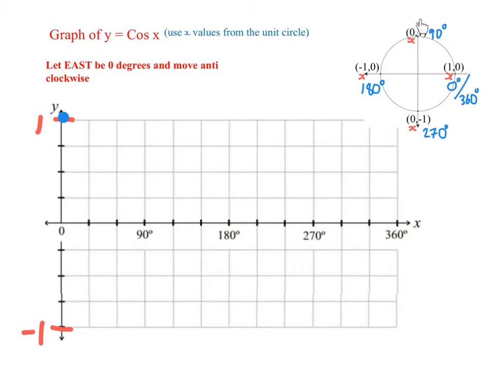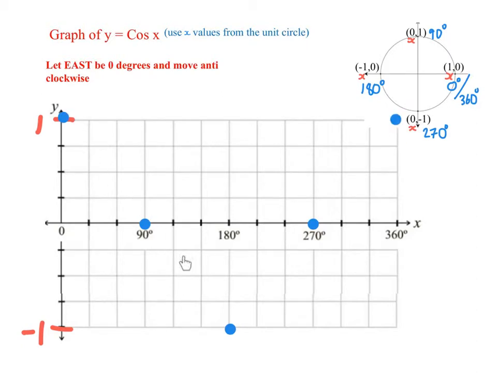So I have 0 degrees on my x-axis and 1 on my y-axis. Then I move anti-clockwise, so I'm going to have 90 degrees and 0. So I plot that point. I continue anti-clockwise, I have 180 degrees and -1. So I plot that point. I continue anti-clockwise, I have 270 degrees and 0. And I continue anti-clockwise, and I have 360 degrees and 1. And I plot that point.